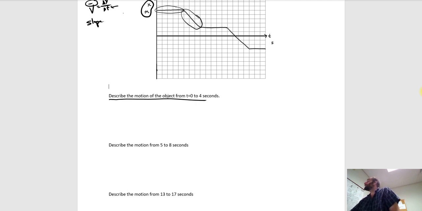13 to 17, where is that? 1, 2, 3, 4, 5, 6, 7, 8, 9, 10, 11, 12, 13. Okay, that's talking about this stuff right here. So you comment on it's starting here, ending there. You should be getting numbers for those. And it's moving right or left. You should be able to decide based on the slope, and you should be able to give a speed. And just write those things out. Write a couple, 3 sentences that describes that. So when I say describe, that's what I'm talking about. No real math required.